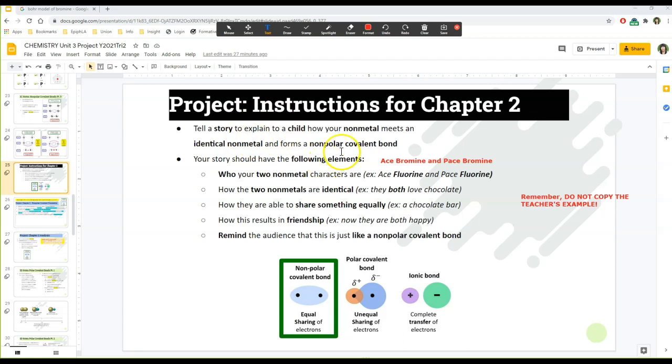So I'm going to say, who are my 2 nonmetal characters? Again, make sure you include their actual elements, so bromine and bromine, but give them different names. You'll notice I named them similar because I want to emphasize the fact that they're very similar to each other.